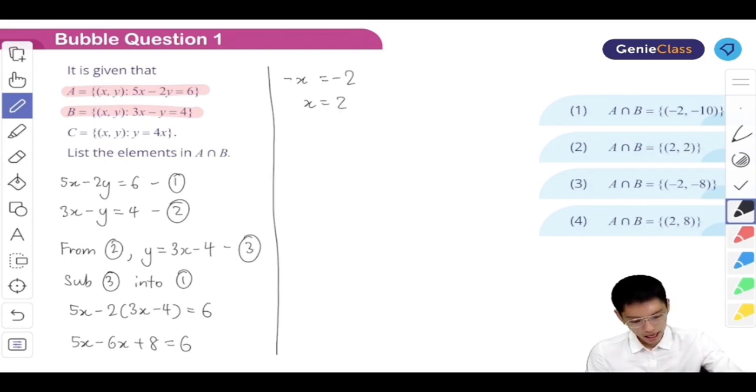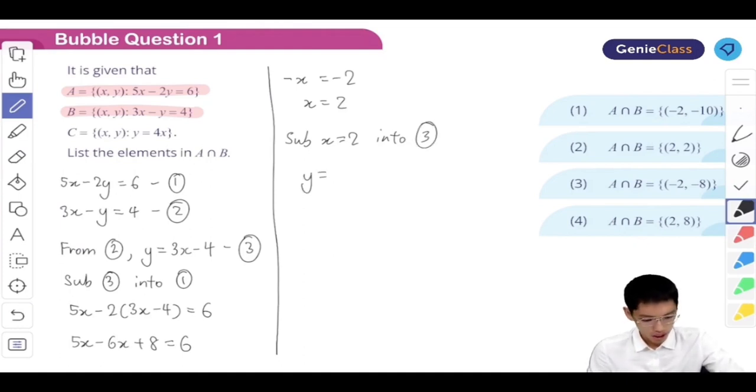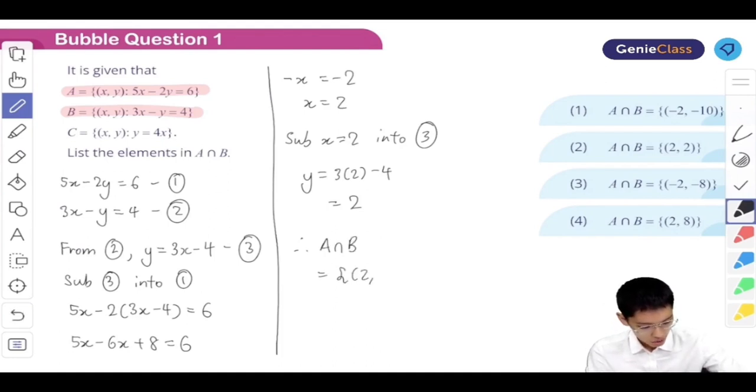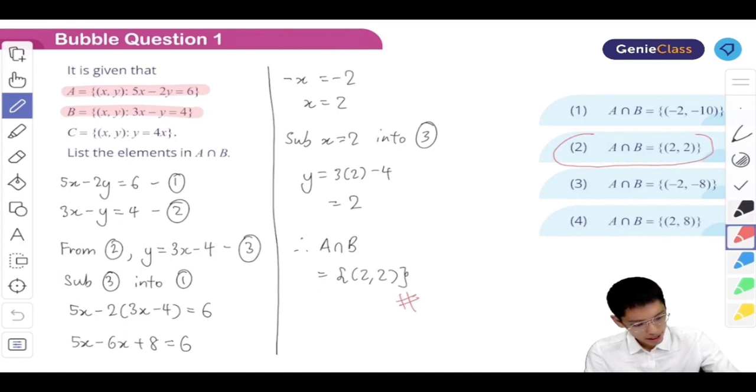And from here, I substitute the answers, x is equals to 2, into equation number 3. All right, so that's where I have y is equals to 3 of 2 minus 4. This gives me 2. And henceforth, my answer is 2. Okay, it's not being a tongue twister over here because it is literally x is equals to 2, y is equals to 2, and that's how we represent it in a set. Okay, remember your sets must have the weird curly brackets over there to represent them accordingly.